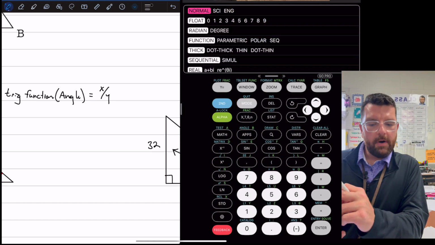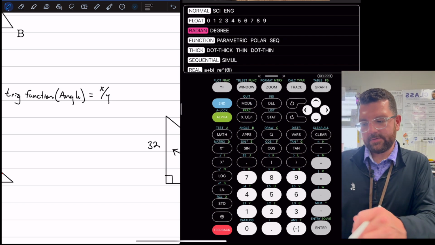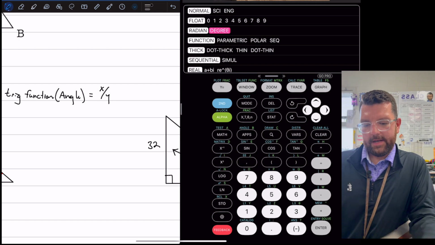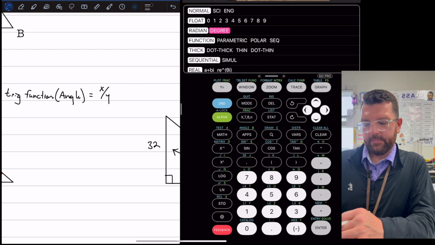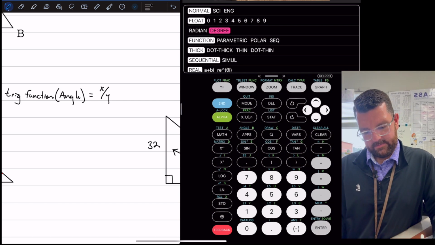Now I need you to push mode, and then go down 2 spots to where it is flashing over the word radian, and push it over to degree, where it's flashing over degree. Push enter and then clear.